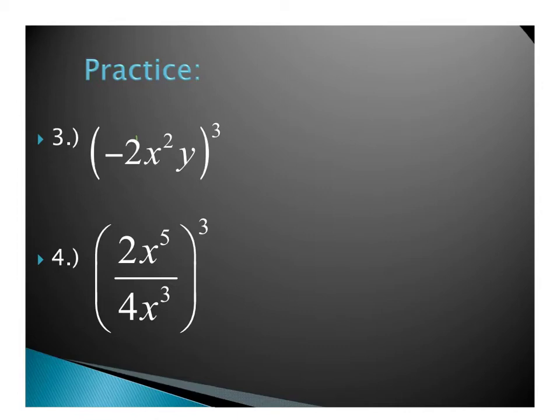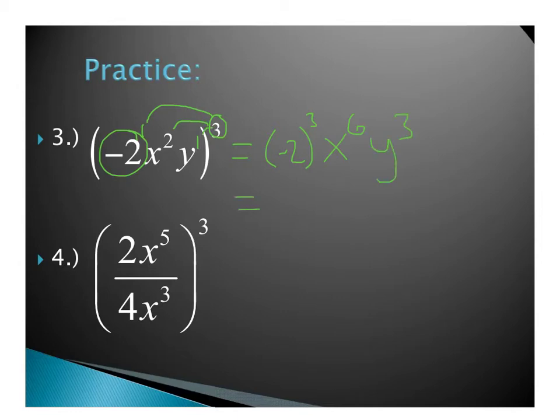Well, let's keep in mind that this negative 2 here, that's going to throw it off. Remember, coefficients are treated a little different. We have to think of it as 2 to the first, and then we're going to distribute this 3 to the 1, so that 1 times 3, that's where the multiplication comes in. So I'm going to have negative 2 raised to the third. Then I have x squared raised to the third, so 2 times 3 is 6, and then y to the first, then multiplied by that 3 there, 1 times 3 is 3.